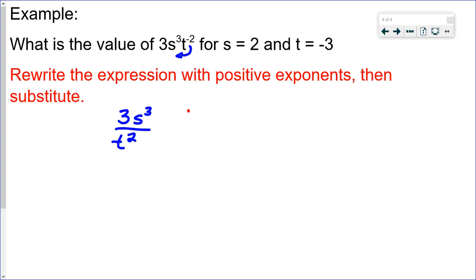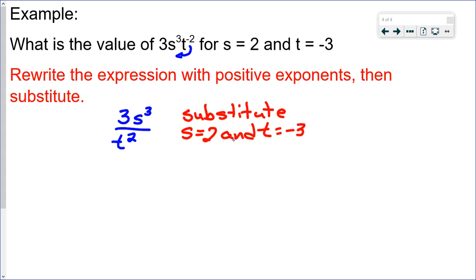And now I'm going to substitute. So I'm going to substitute s equals 2 and t equals negative 3. So now I'm going to have 3 times s to the third, that's 2 to the third, over t, which is negative 3. These parentheses are important because the base is negative 3, so I need to put the parentheses around the negative 3. So that's going to be negative 3 times negative 3.